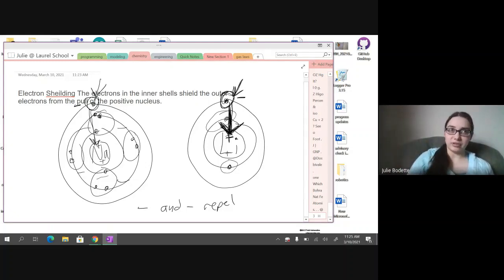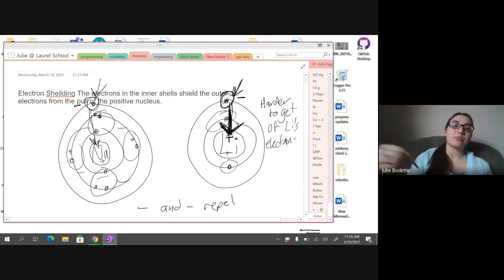And so there's a couple of things that this means for the properties of atoms. For one thing, it is harder to get rid of lithium's electron, right? Because it's really strongly attracted towards this nucleus. So it's going to take more energy to get rid of it.